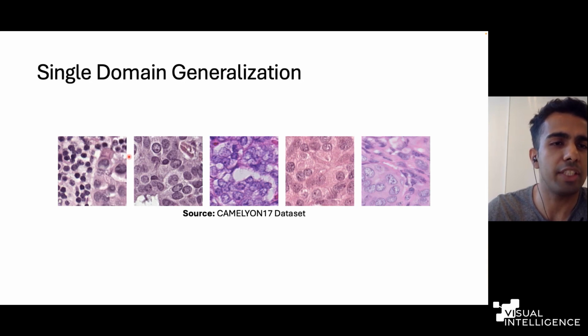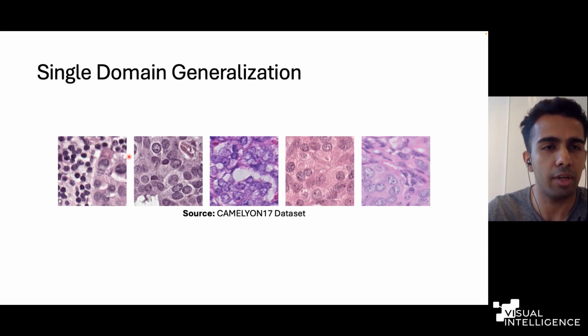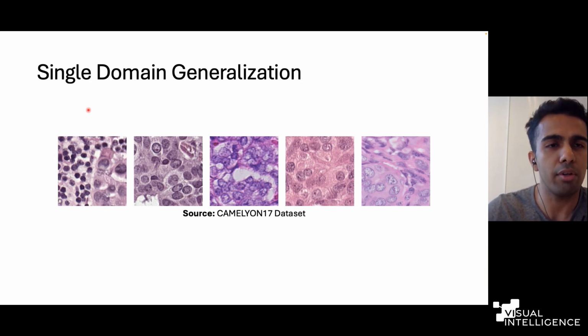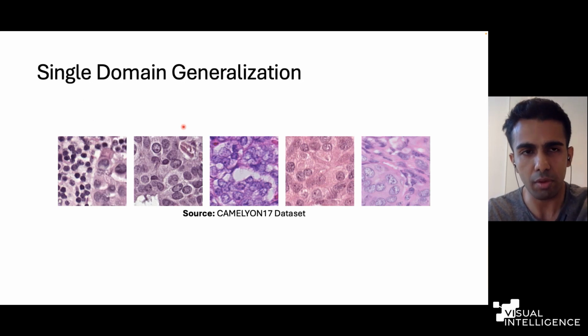Each data set, each hospital, has a bunch of slides, and then we tile the slides into smaller tiles that we work with. You see here is one tile from each center. And as you can see, they all look different from each other. And we are working with single domain generalization, which means that I want to train a model only on one of these hospitals and then have it generalize to all the other hospitals, right?